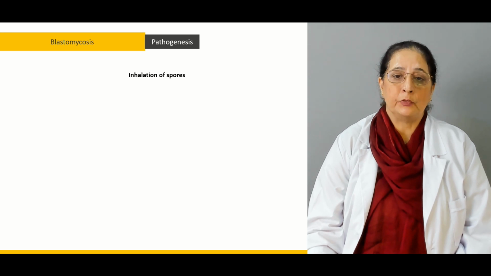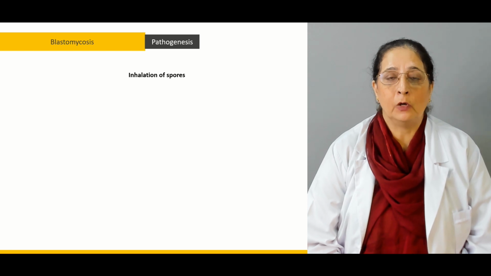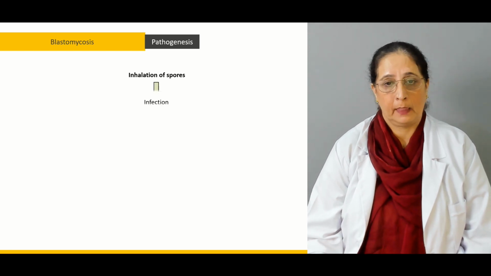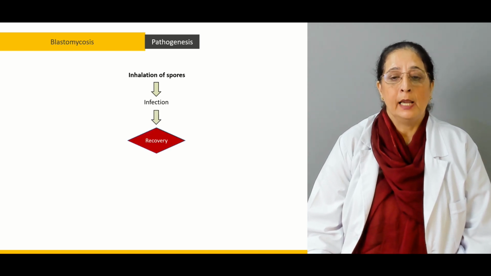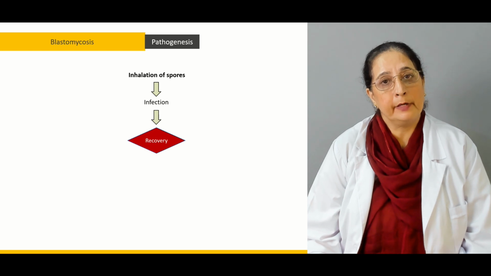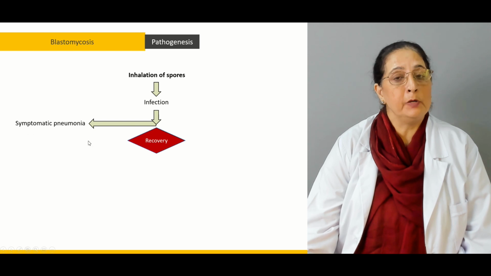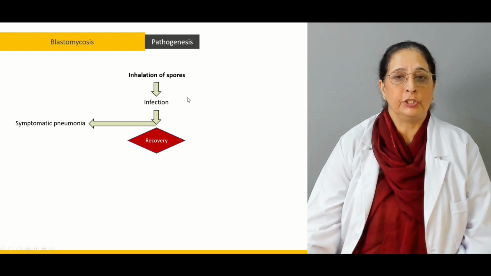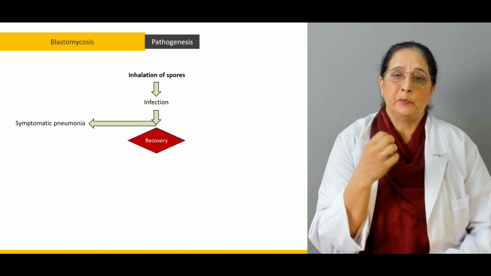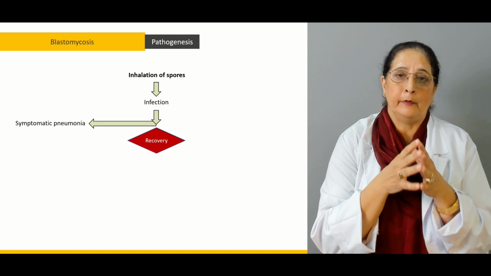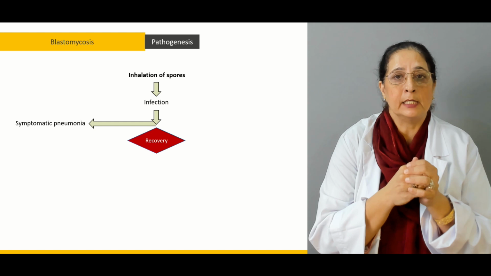Pathogenesis of blastomycosis, again caused by inhalation of the spores. Then inhalation of spores causes infection, and then there is recovery from the infection. It can be symptomatic pneumonia. Infection can cause symptomatic pneumonia caused by inhalation of the spores. So lungs again are the primary site of involvement causing the symptomatic pneumonia.